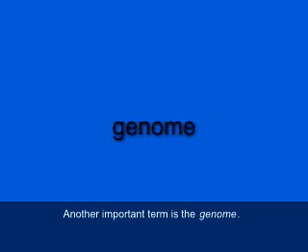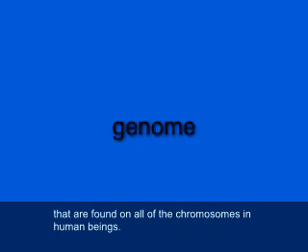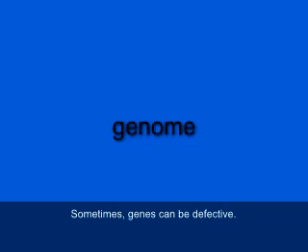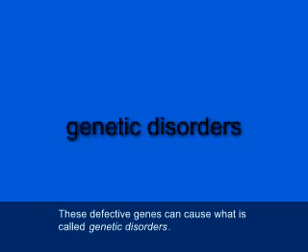Another important term is the genome, and you may have heard of the Human Genome Project, which has been an attempt to map all of the genes that are found on all of the chromosomes in human beings. Well, a genome is an entire set of genes that are derived from one parent. Sometimes genes can be defective, and these defective genes can cause what are called genetic disorders.